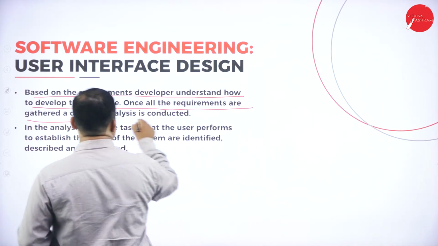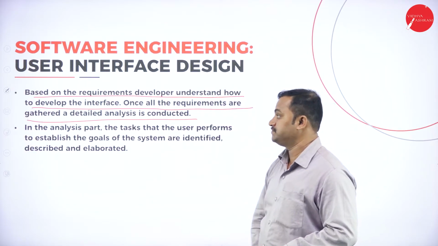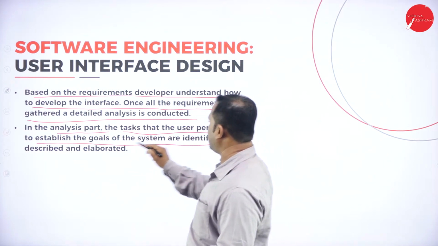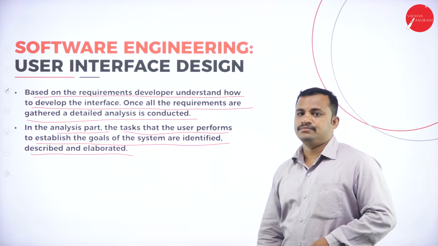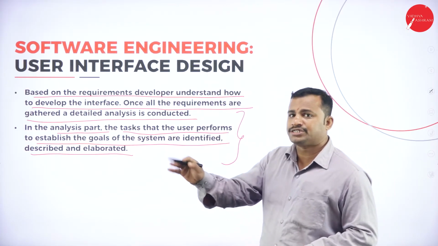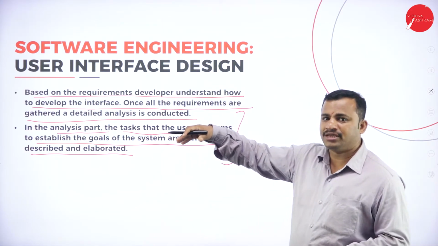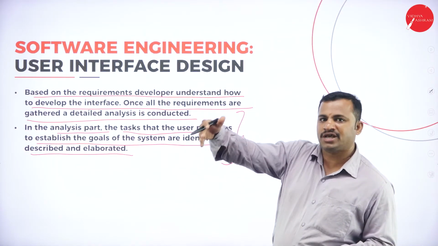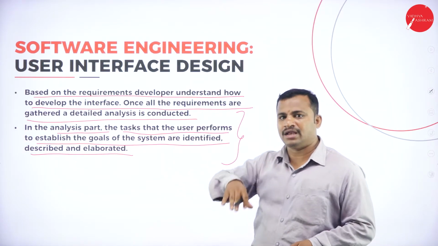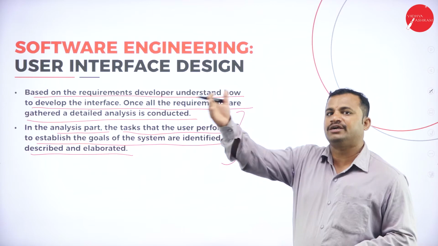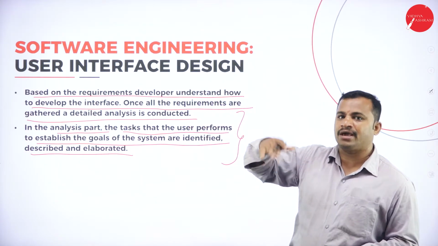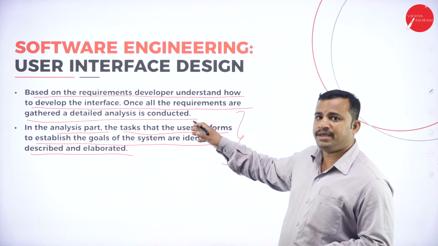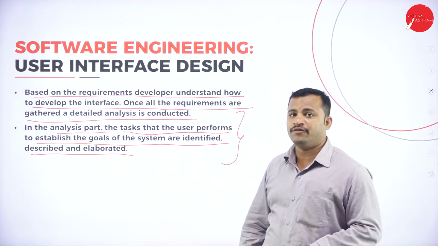Once all the requirements are gathered and detailed analysis is conducted, that is in the first phase. In the analysis part, the tasks that the user performs to establish the goals of the system are identified, described and elaborated. That means what is the task the user needs to do? Suppose if the admin wants to do something, some interaction with the system must be enabled. Suppose a user wants to do that, then the user must have certain privileges to interact with the system. Similarly, an employee will have certain privileges to access the system. So obviously according to the role and access privileges, the GUI must be designed and described very well. That is defined in phase 1.